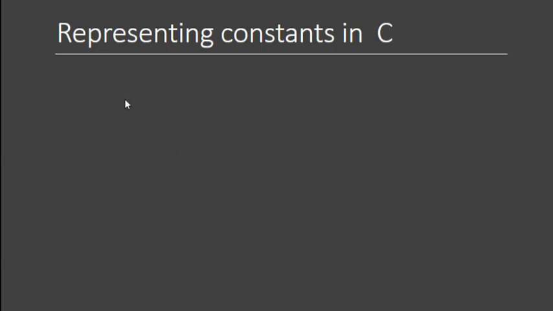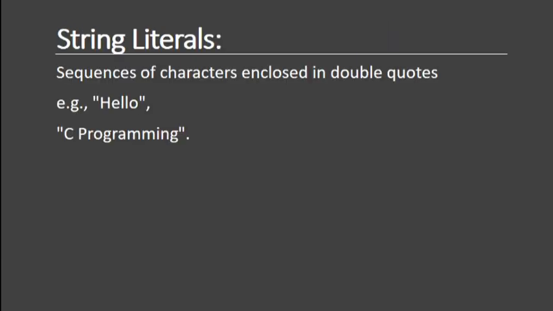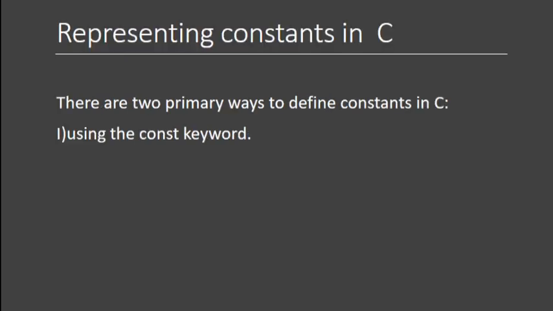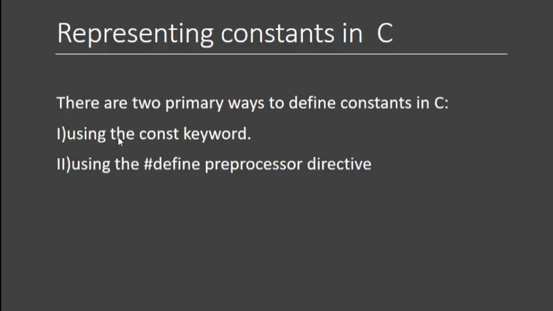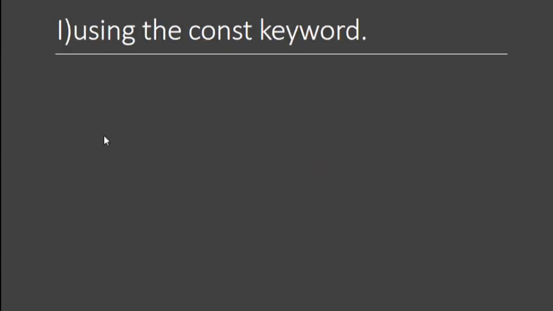Now we have seen the integer constant, floating point constant, character constant, as well as the last one, the string constant. Now, how do you represent these four constants in a program? There are two ways: using the const keyword, and using the #define preprocessor directive. By using these two, we represent constants in C.